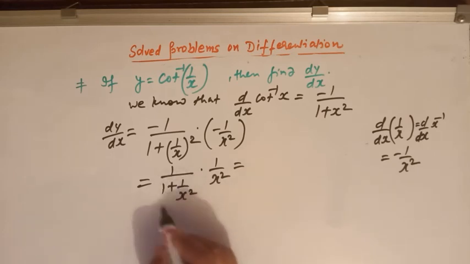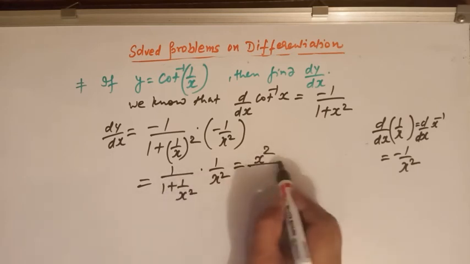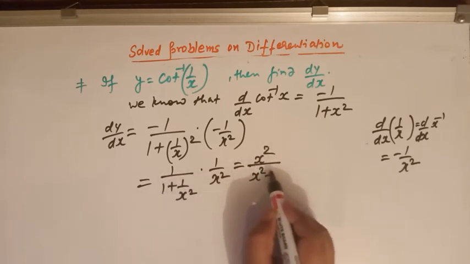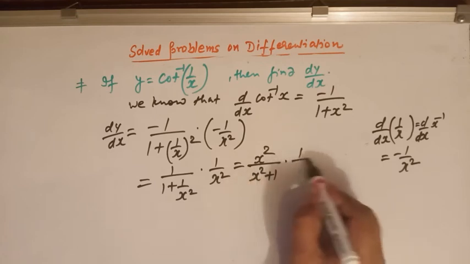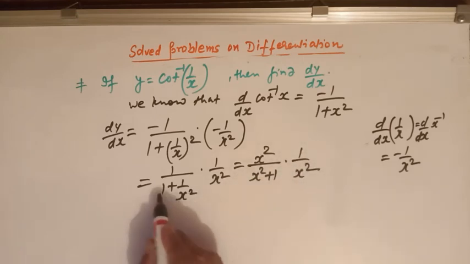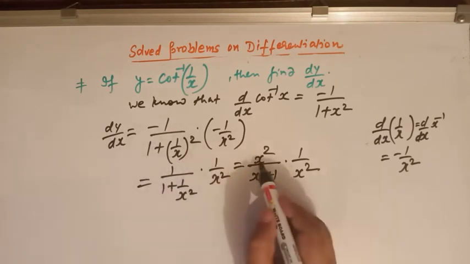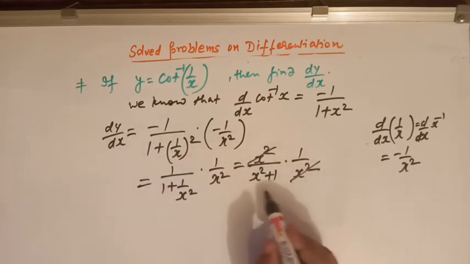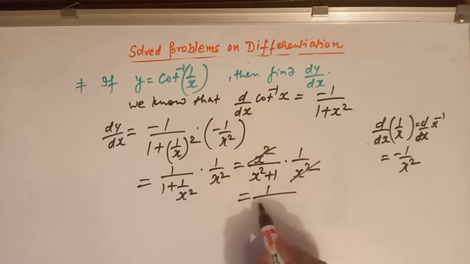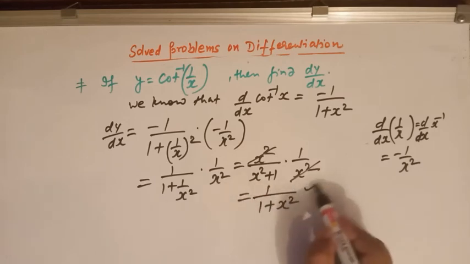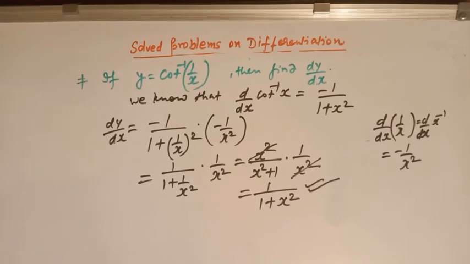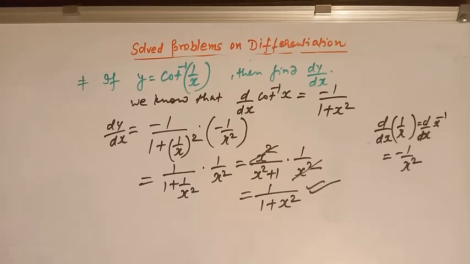So we simplify this expression, we have x square and x square plus 1 multiplied by x square. x square times 1 over x square, and then we take x square to the numerator. So x square gets cancelled, and we have 1 plus x square. So this is the derivative of y with respect to x.